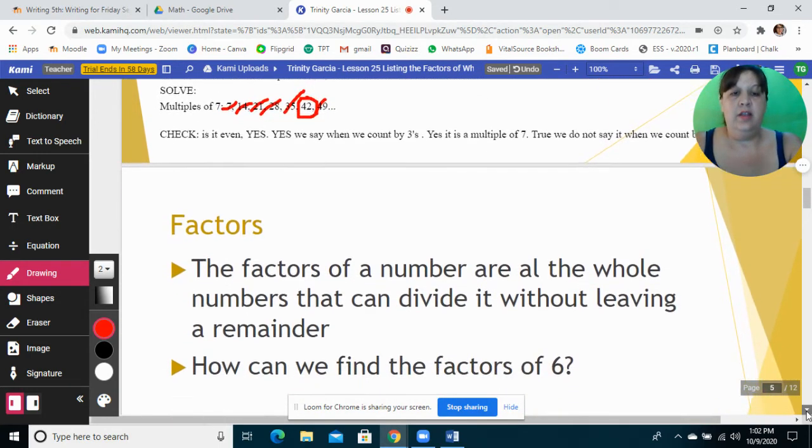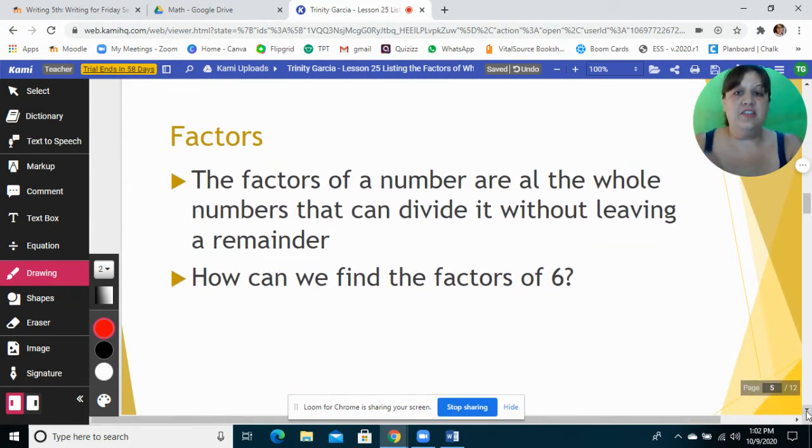Moving down. Let's talk about factors. Factors of a number are the whole numbers that can divide it without leaving a remainder. Sorry about that typo there. That threw me off for a second. I did not write these slides. They were passed down to me. So the factors of a number are the whole numbers that can divide it without leaving a remainder.